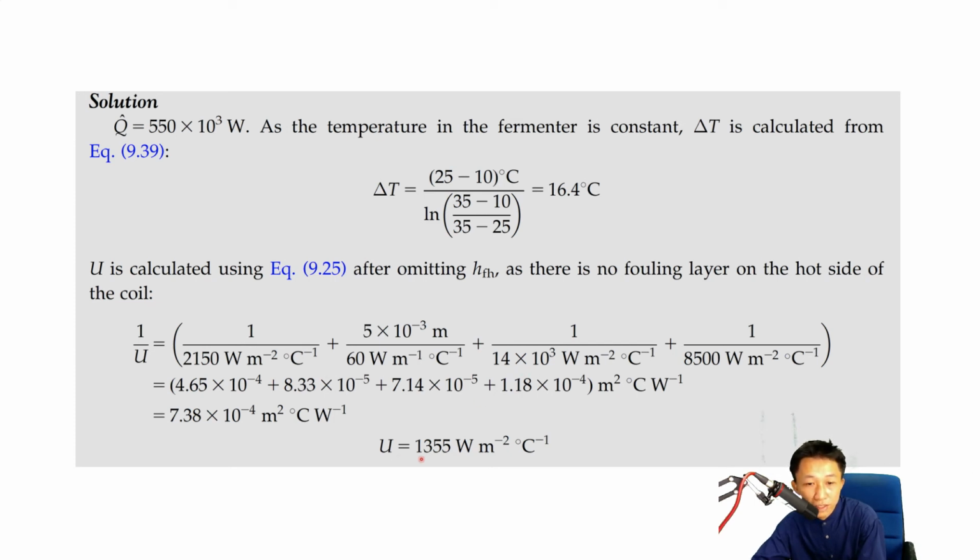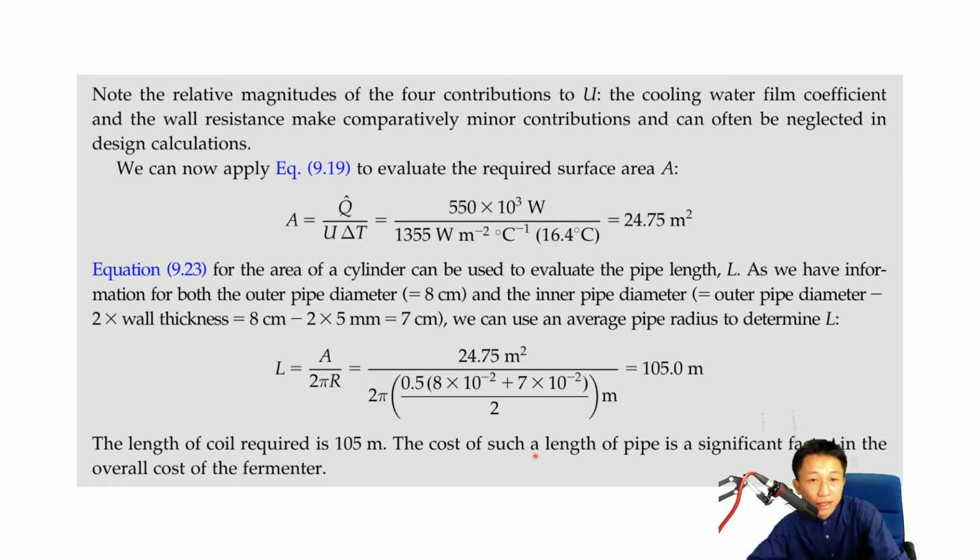Overall heat transfer coefficient is this one, 1355 watt per meter square per centimeter. Okay, A, Q, U. Okay, you got it. And then this one, this is the area of the helicoid. Okay, total area. And then L is A, R is this one. The total coil is required.